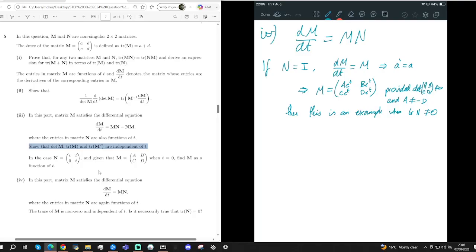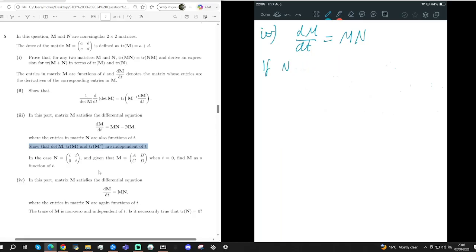The trace of m is independent of t. So that's telling us the a dash plus d dash is indeed 0. So I kind of want some of my other working back. I don't think I've fully acknowledged what that phrase meant. So this is not an example because the trace of m is not independent of time. So unfortunately, I might need to go back to some of the thoughts I had previously.